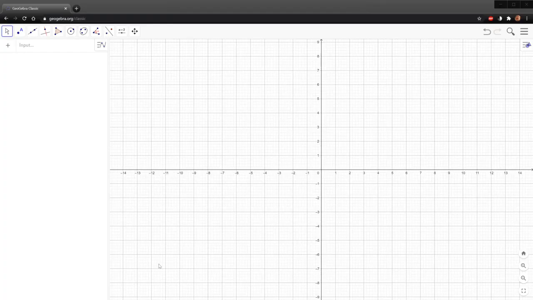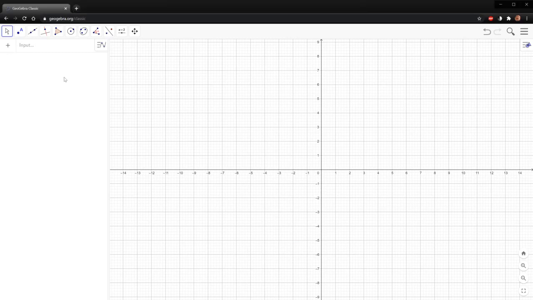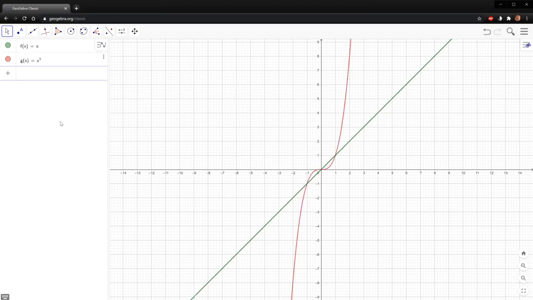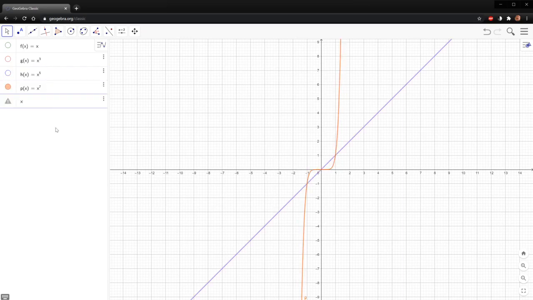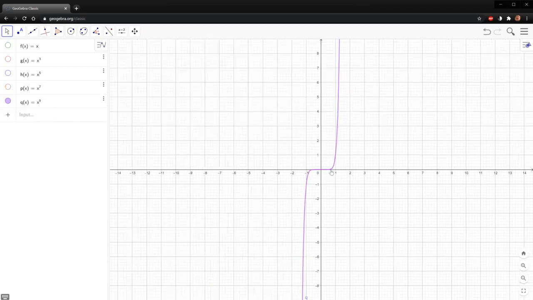So let me remind you what the graphs of these functions look like. So x to the power 1 looks like that, clearly passes the horizontal line test. X cubed, again, passes the horizontal line test. X to the 5th, x to the 7th, x to the 9th, right? These all pass the horizontal line test.